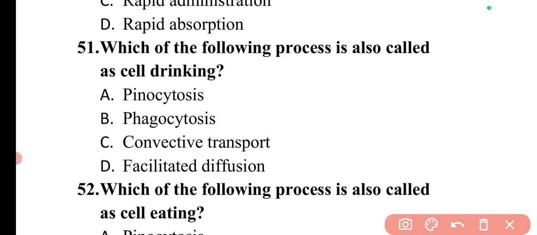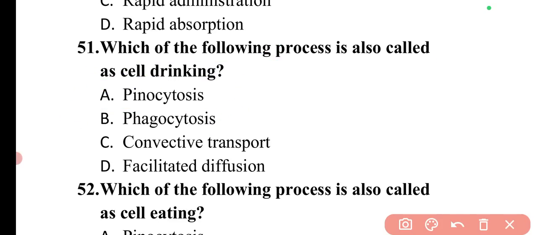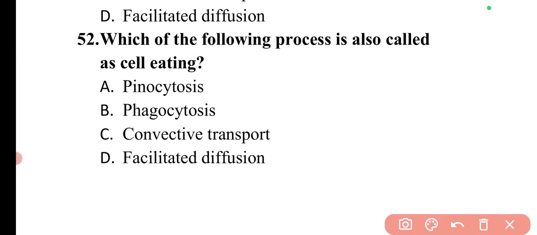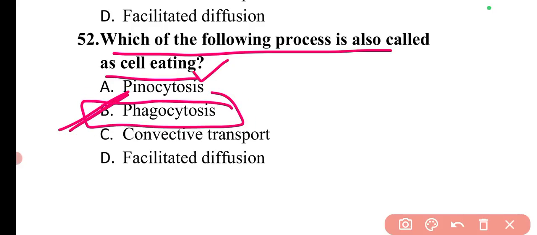Next question is, which of the following process is also called as cell drinking? Cell drinking process is pinocytosis, and the cell eating is phagocytosis. So next question is this only, like which of the following process is called cell eating? So cell eating is phagocytosis. So here option B will be the correct answer.